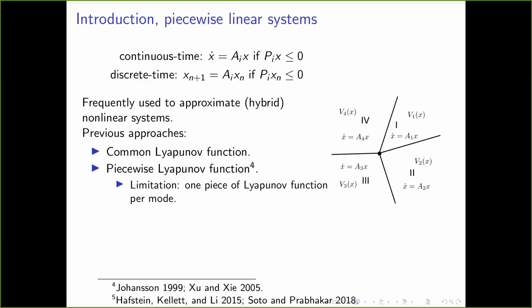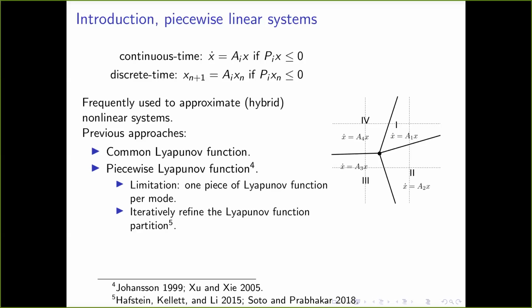It is worth mentioning that people also propose algorithms to automatically find the domain of each piece. The general idea is to first partition the state space into small regions and synthesize a Lyapunov function on each region. If such a Lyapunov function is not found, then the algorithm continues to chop each region into finer pieces and synthesize the Lyapunov function again.